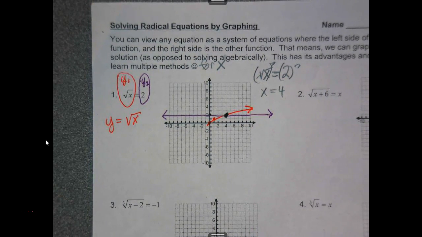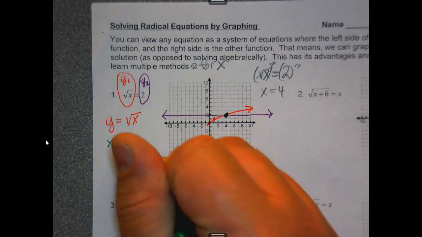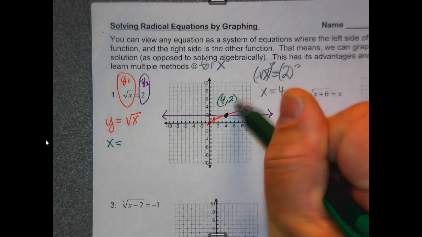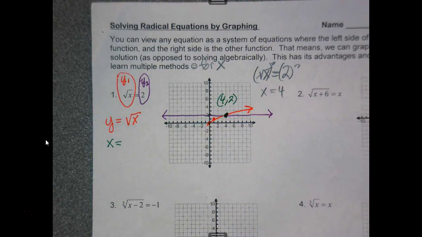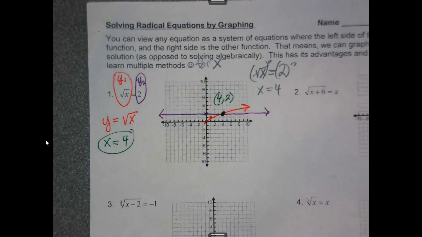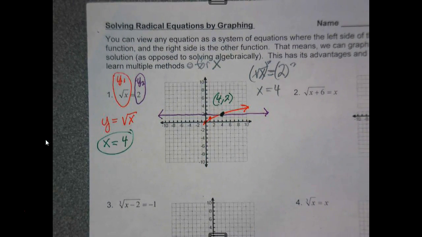And of course, we're looking for the x value. Well, that point is 4, 2. The intersection point is 4, 2. So the x value is 4. Isn't that funner than doing it algebraically? It's so much more funner.